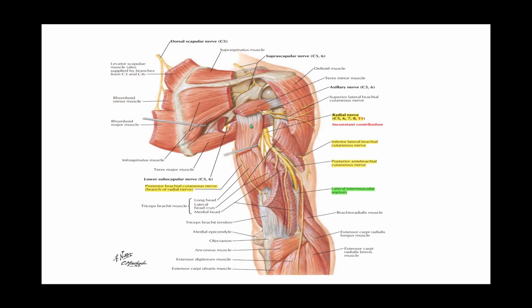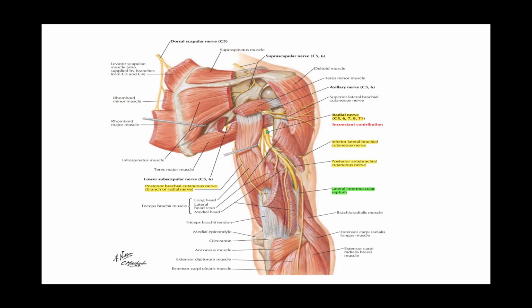There we can see the long head of triceps forming the medial part, and then we can see the lateral head of the triceps and the humerus forming a lateral border. So the lateral border is formed by the humerus and the lateral head of the triceps. The medial border of this triangular space is formed by the long head of the triceps, and the base of the triangular space is formed by the teres major.